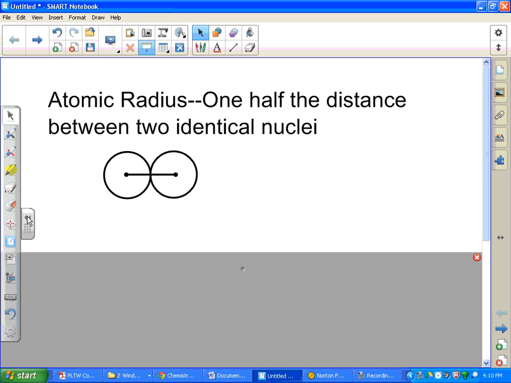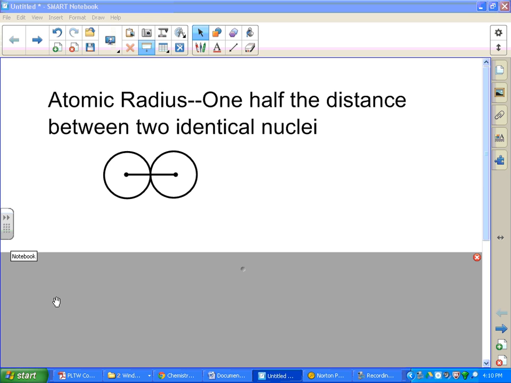I'd like to explain to you what atomic radius is, and then review period trends for atomic radius. That is to say, what does the atomic radius of elements do traveling across a period? Are there patterns in that? And then also, in a group of elements, is there a trend in atomic radius?